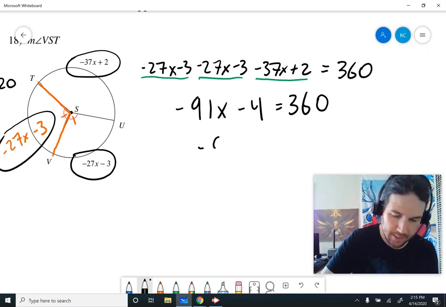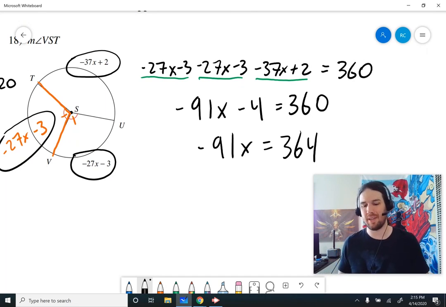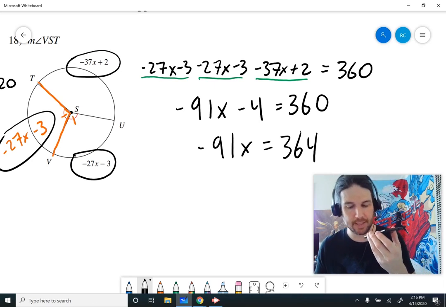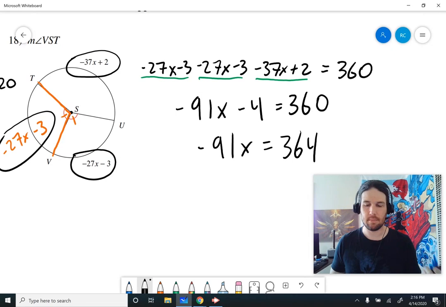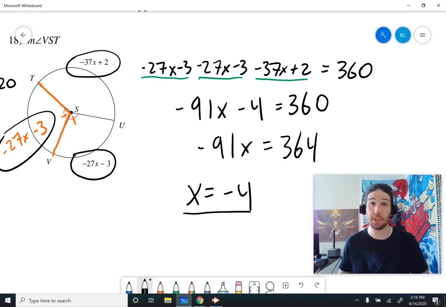Add 4 to both sides. I think it's going to be 4. Hey Google, negative 4. What is 360? I don't understand. Hey Google, what is 364 divided by 91? I think it's going to be 4. The answer is 4. Yeah, that's what I thought. So we get x equals negative 4, which is nice, but not what we were looking for.